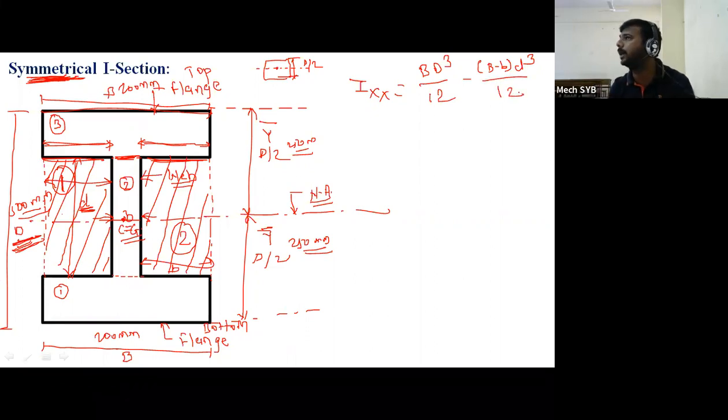So this is the direct formula which is applicable for the symmetrical I section only. What I have done, whatever the symmetrical I section is given to you, that symmetrical I section initially I have converted into one rectangle, okay, and the big rectangle has the dimensions capital B and capital D.